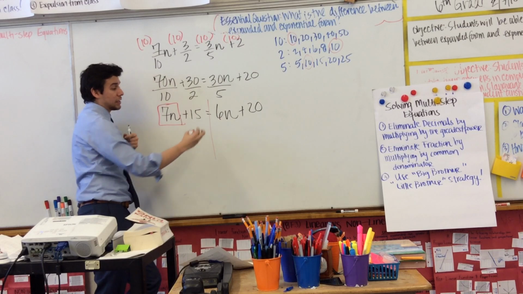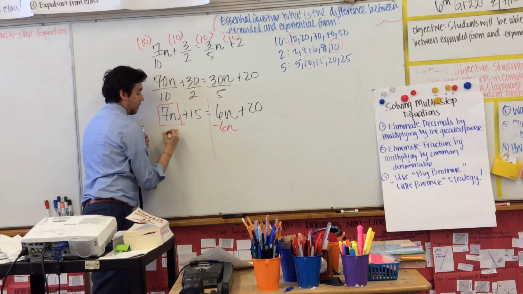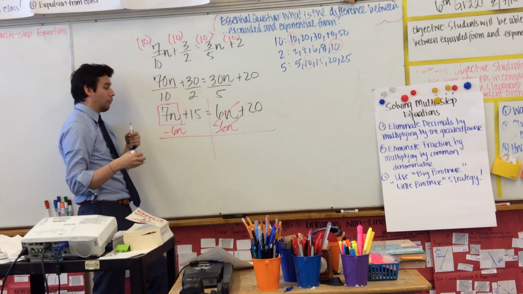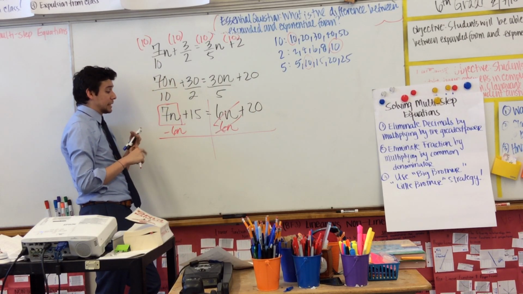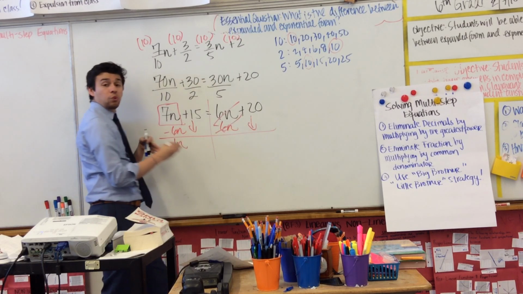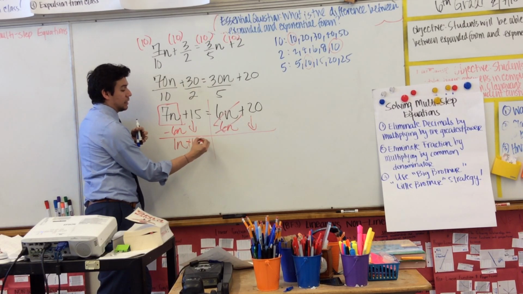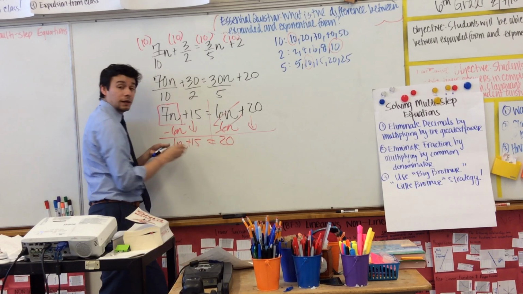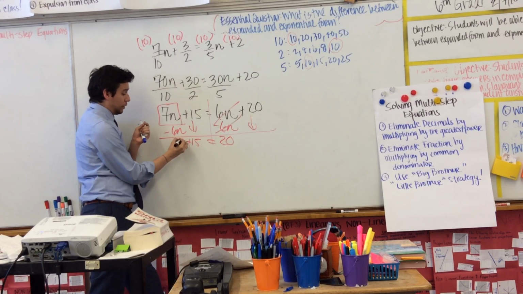So the inverse of a positive 6n is a negative 6n. Negative 6n. Click, click, click. You cancel out. 7n minus 6n gives you 1n. Drop the 15. Drop the 20. So that will be plus 15 equals 20. Okay? Circle the variable.